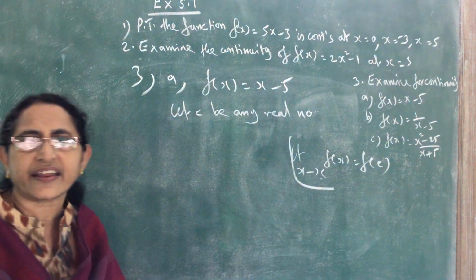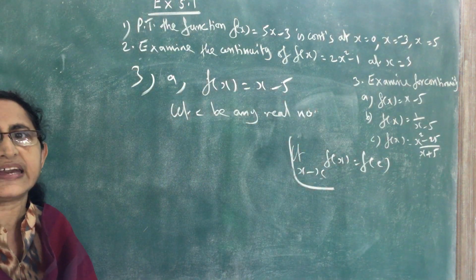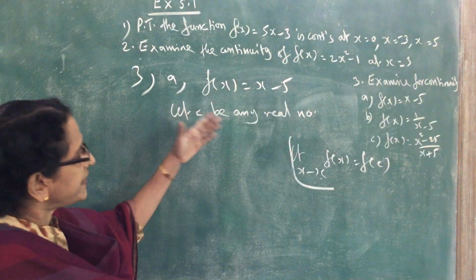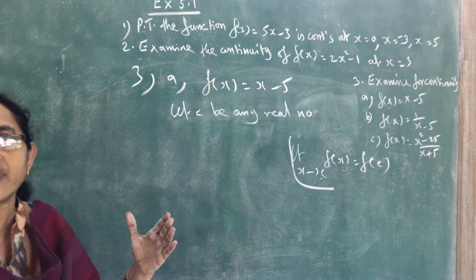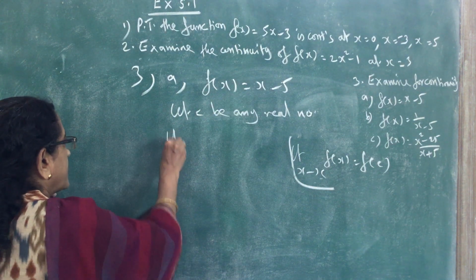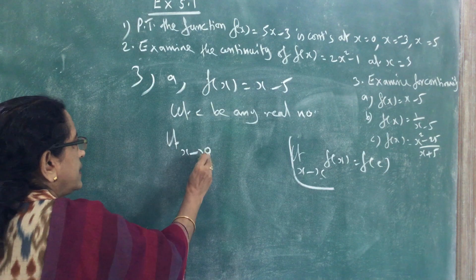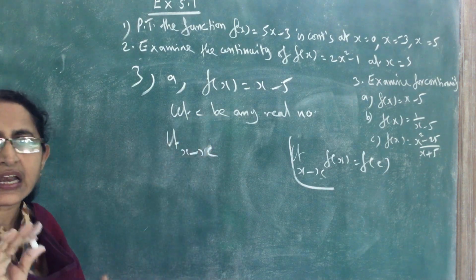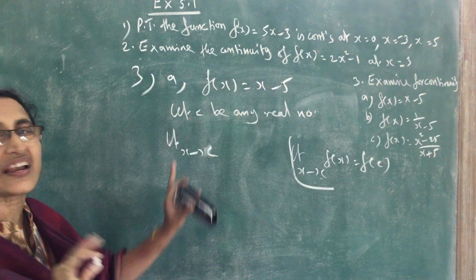Let c be any real number. We have to consider generally a real number. So let c be any real number and we have to check the continuity at x equal to c. So we have to find limit x tends to c.